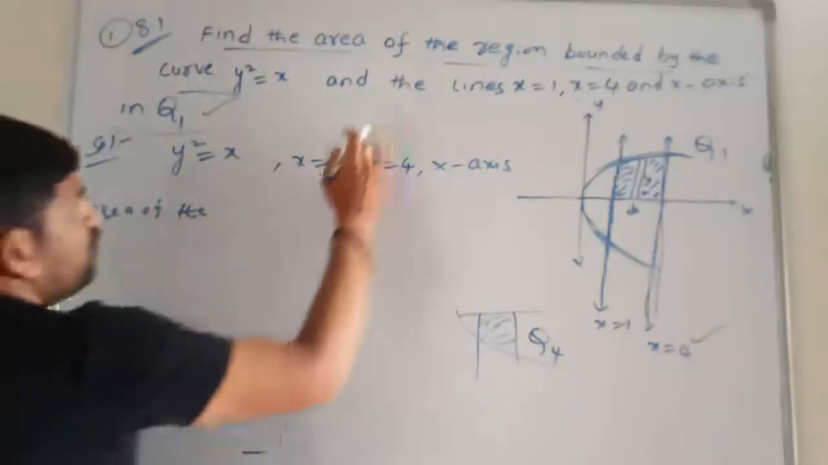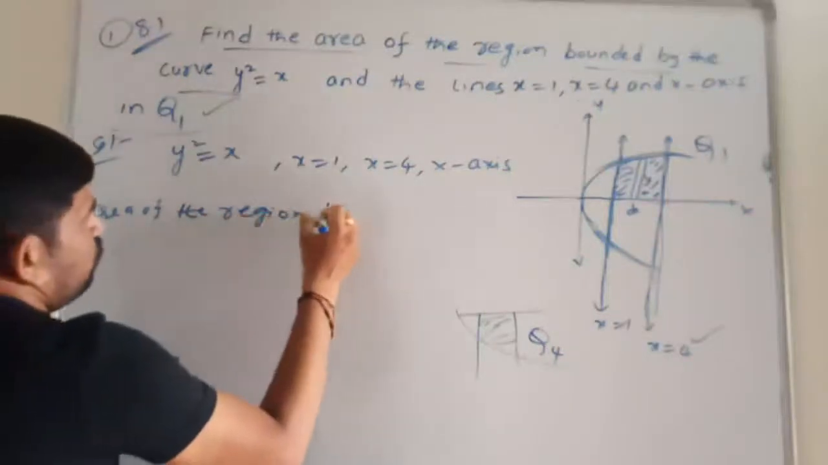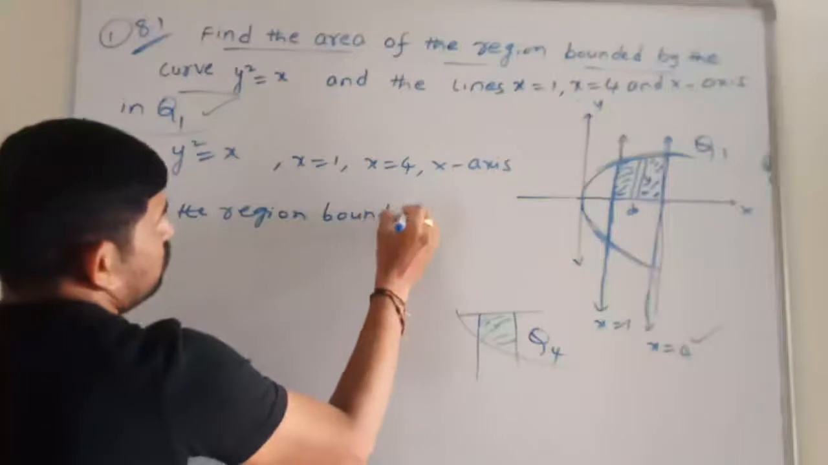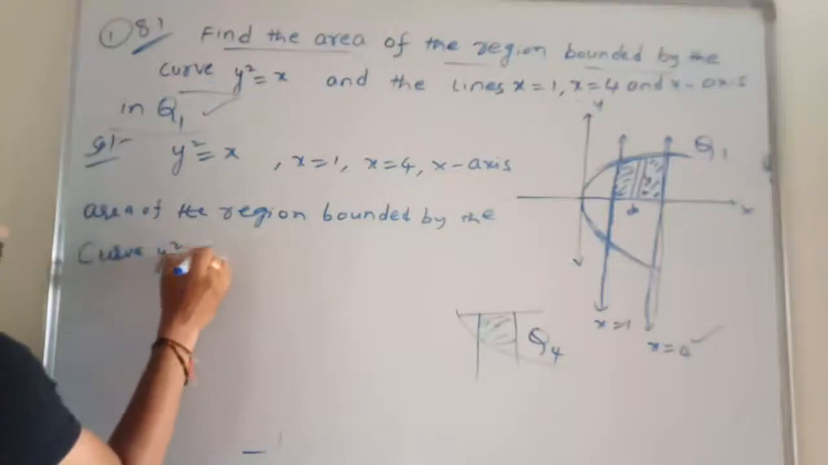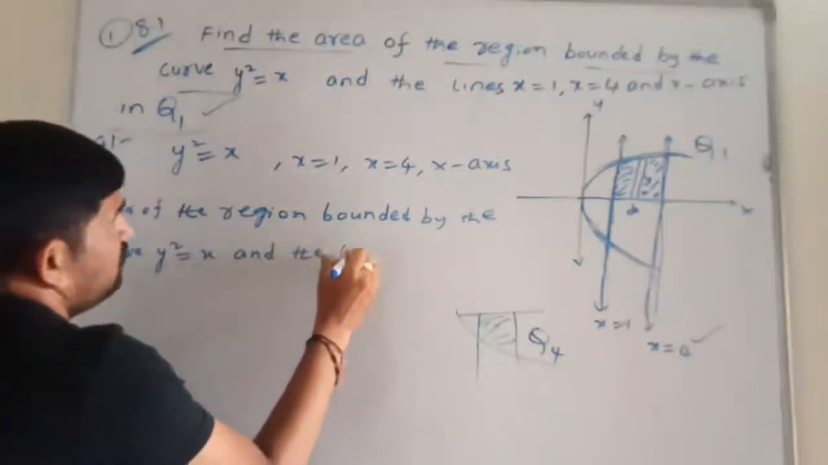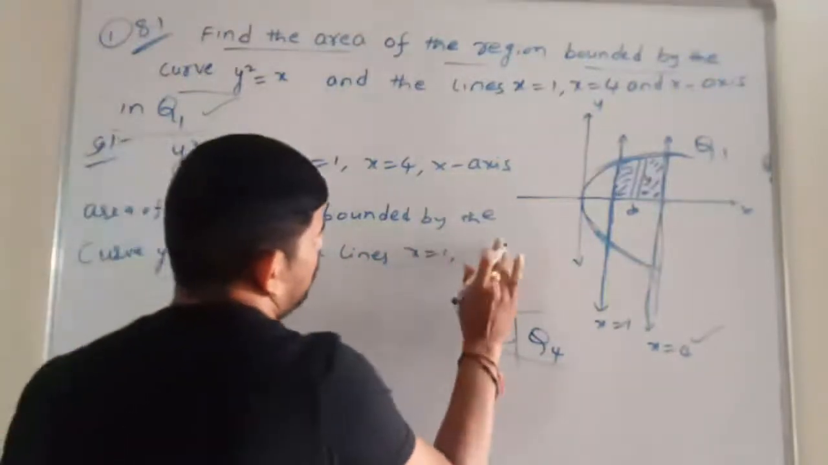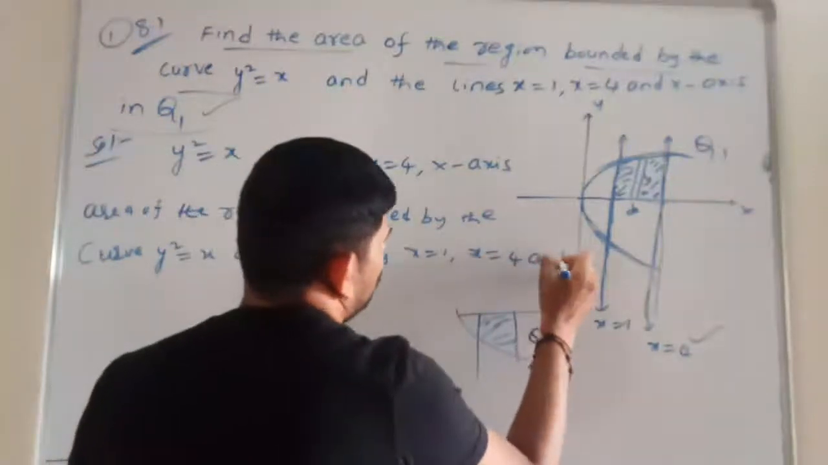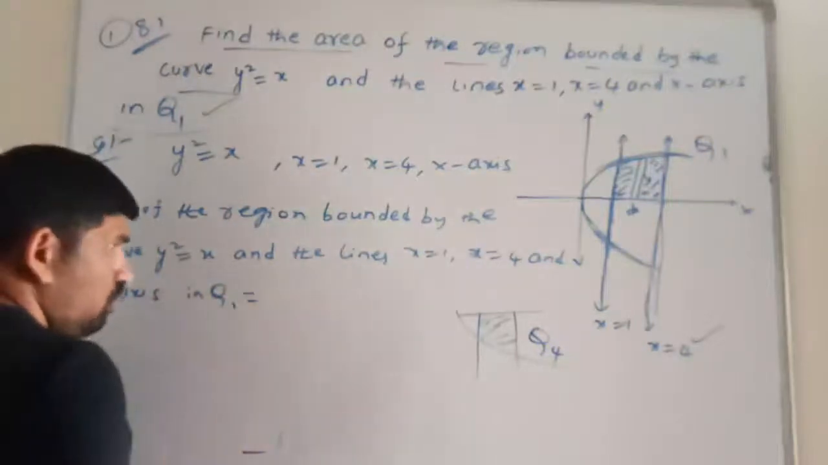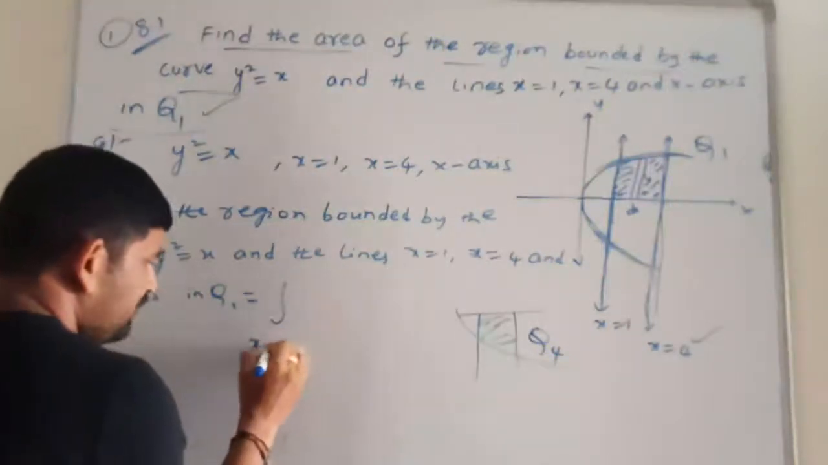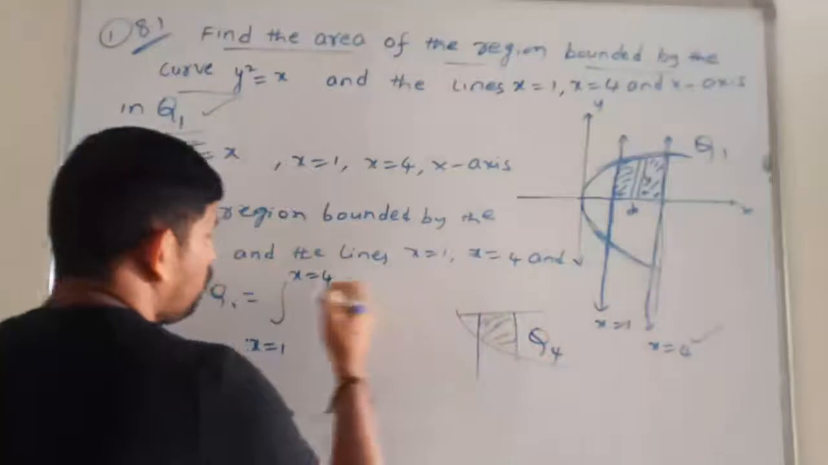Yes, so now we can start. We write the area of the region bounded by the curve y square is equal to x and the lines x is equal to 1, x is equal to 4 and the x axis in the first quadrant is equal to integration, where x is equal to 1 is the lower limit and x is equal to 4 is the upper limit.